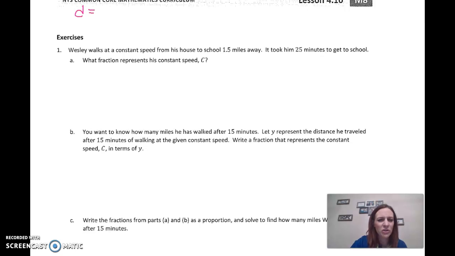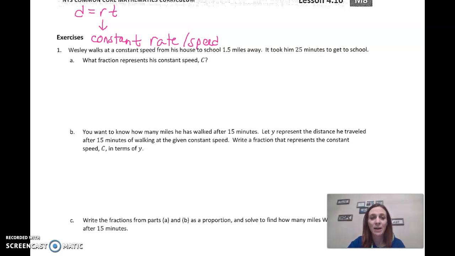You might remember the DIRT formula. By DIRT in science class, you might have had distance equals rate times time. This R right here, that stands for your constant rate. There's the word constant. Constant rate. And constant rate is another word for your speed. So don't stress about this part. Just trust me on it.